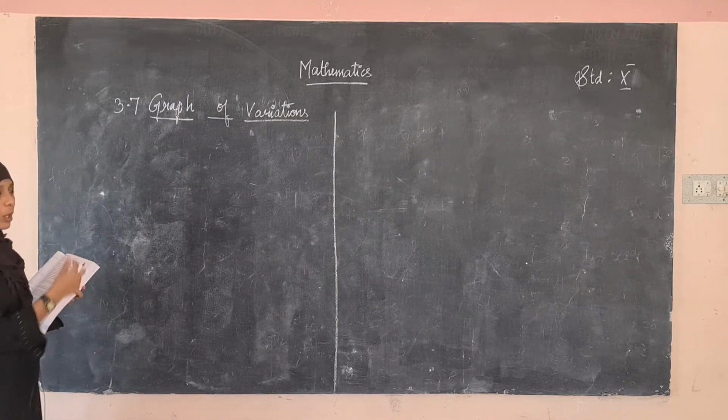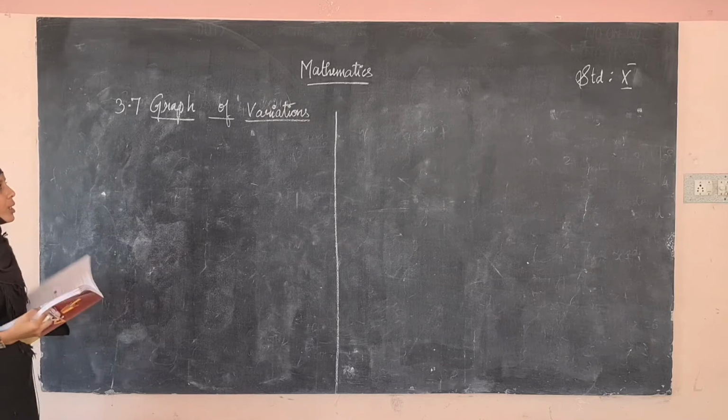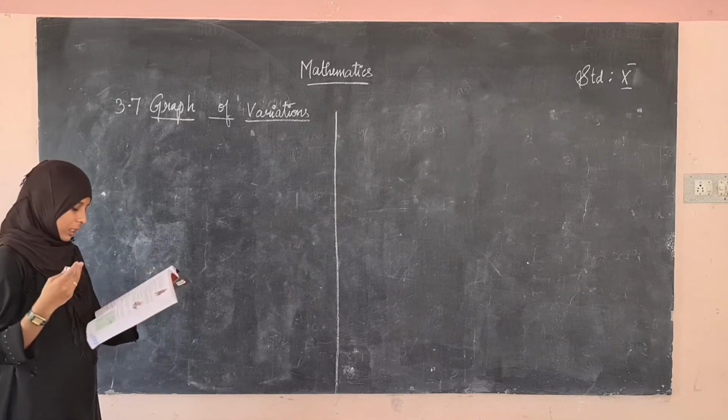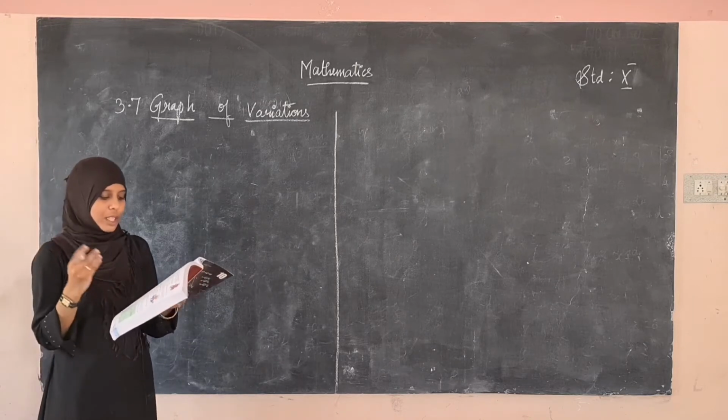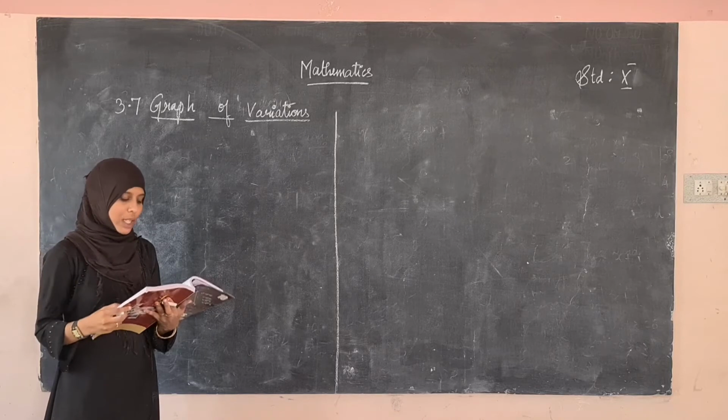So in today's class we are going to see this topic, that is graph of variations. Okay, so we are going to see what is graph of variations. See, what is variables? In this they have given some definitions, that is variable and constants. Okay, see in your book on page number 123.